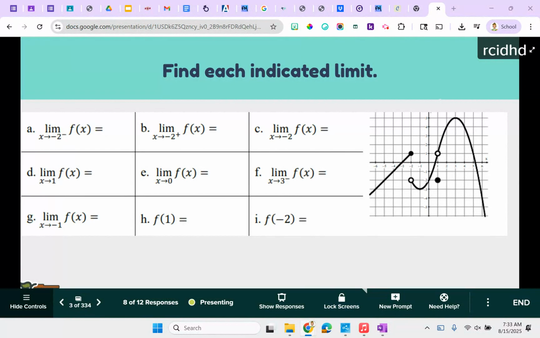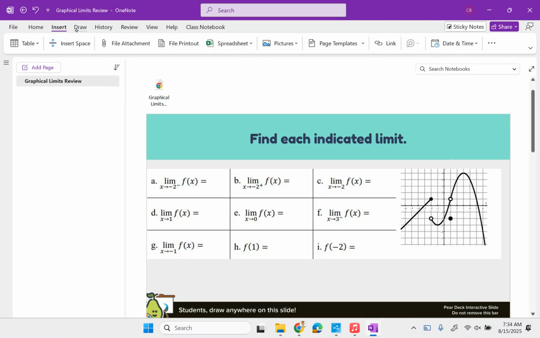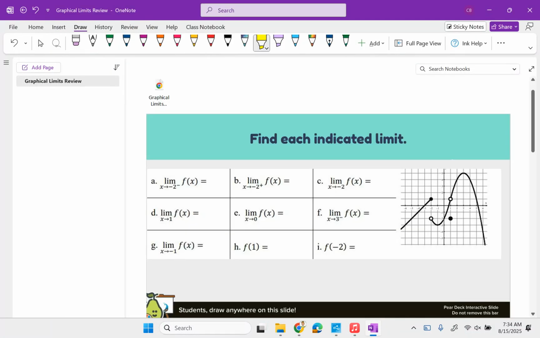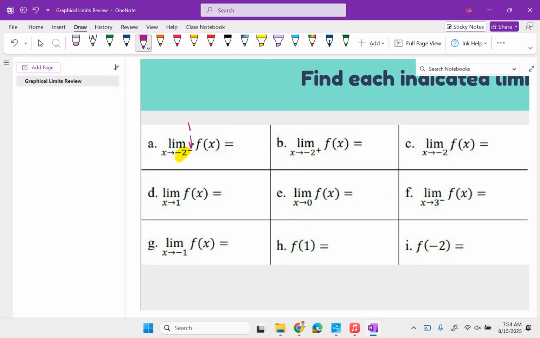All right. So we are finding the indicated limit. So on this first one here, let me get to the right thing. There we go. All right, so on this first one here, what is the x value that we're supposed to be approaching? -2, good. What does the little symbol up here mean? That means from the left, just like we talked about last year.